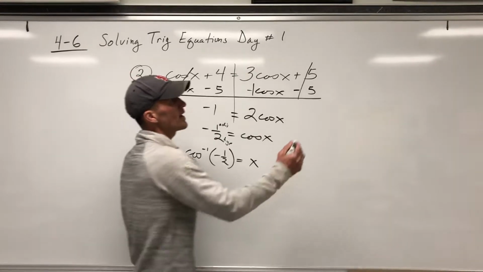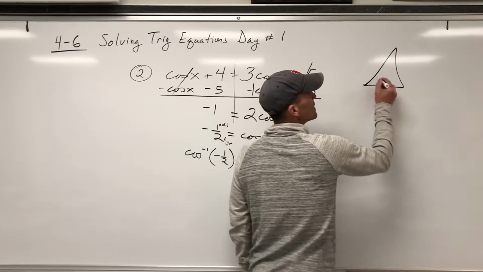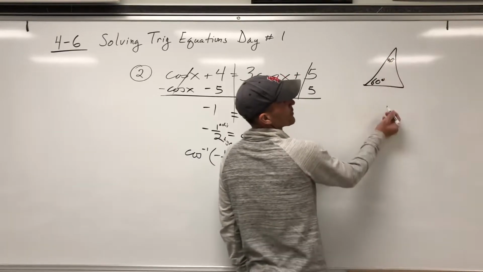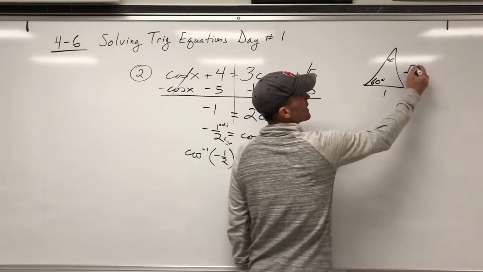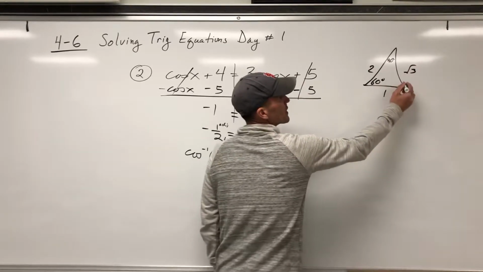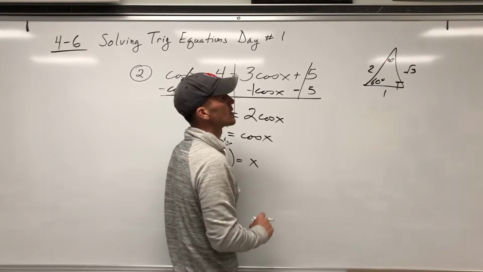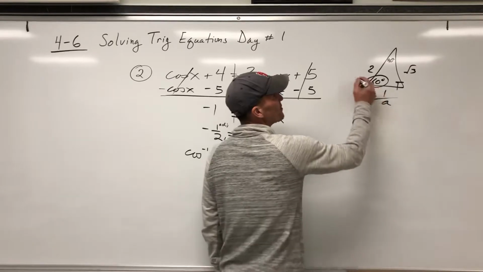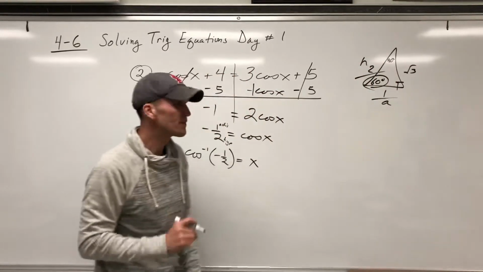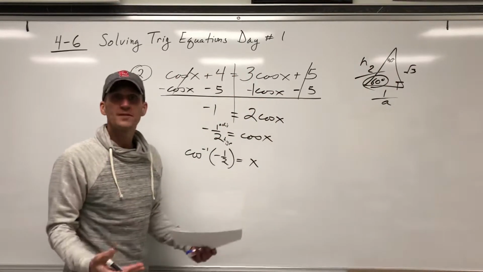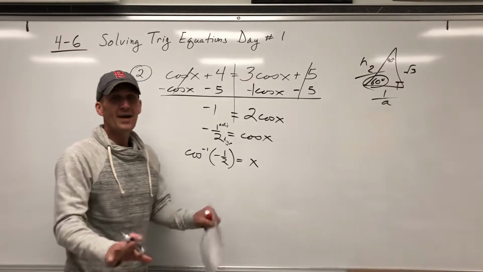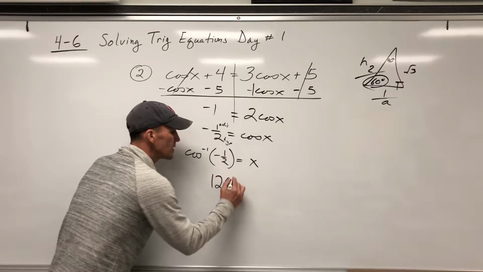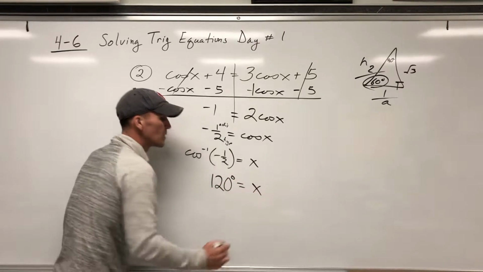So if you know your triangles well enough, there's 60 degrees. The adjacent side, which would be across from 30, by the way, is 1. That's rad 3, and that's 2. Sorry, that's supposed to be a right angle, pretty ugly triangle. But 60 degrees has an adjacent side of 1, has a hypotenuse of 2. So whenever I type this in my calculator, I'm not going to get 60 degrees though. I'm going to get 120 degrees equals x.